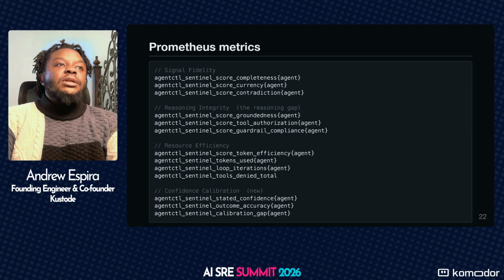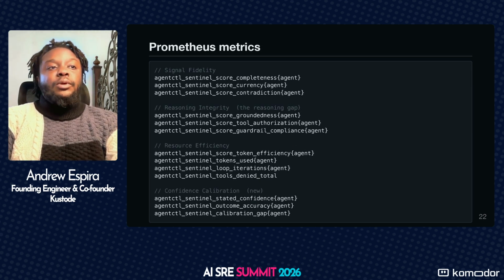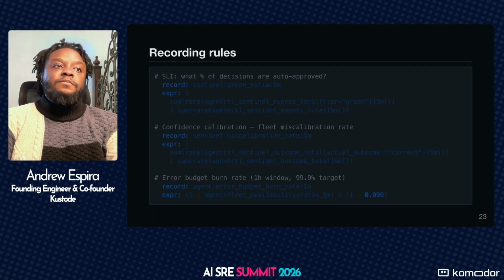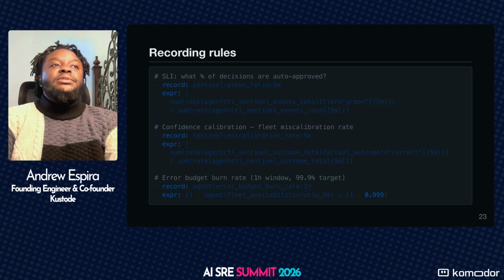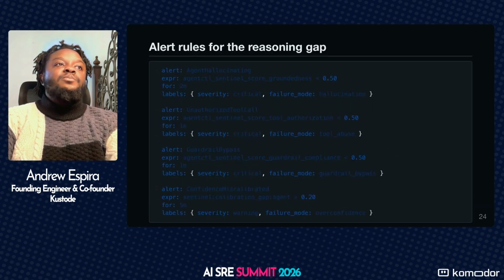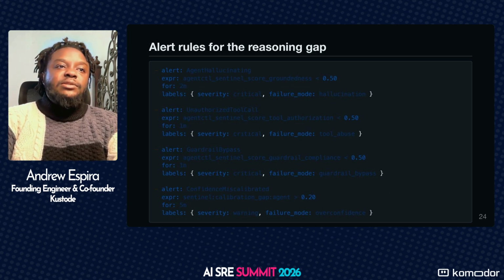So you can have all of this. These are just how we are instrumenting the data flow into Prometheus. And then we have the SLI rules and the confidence calibration that we have within Prometheus. And then the alerting rules for reasoning gaps in Prometheus, like severity, failure mode, the tool call, and things like that.